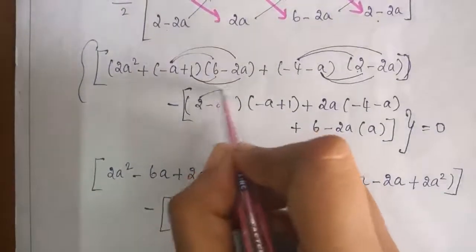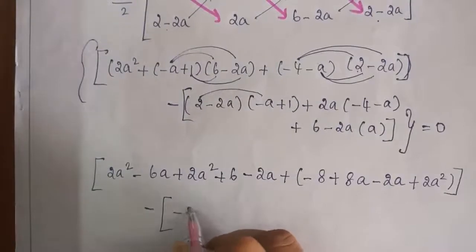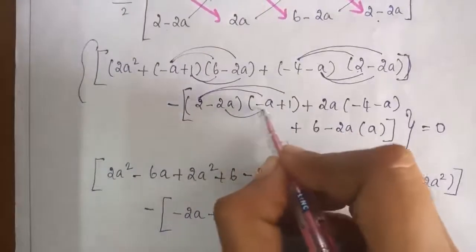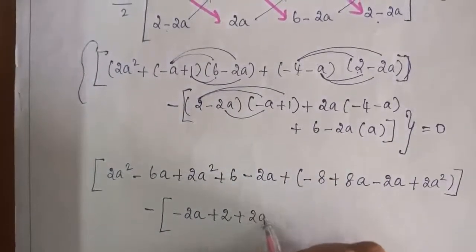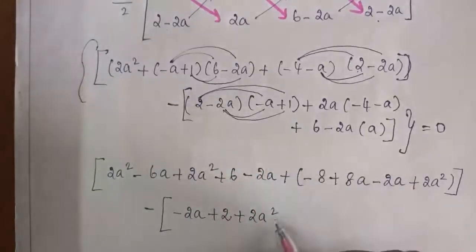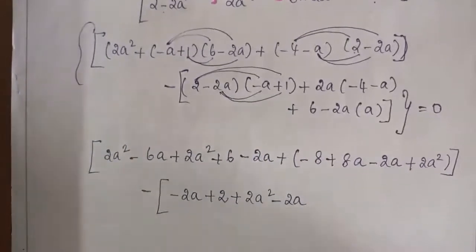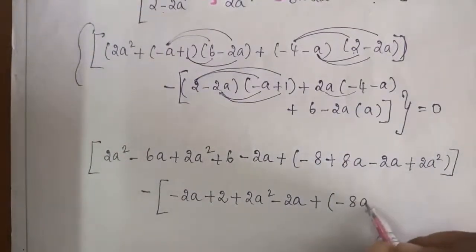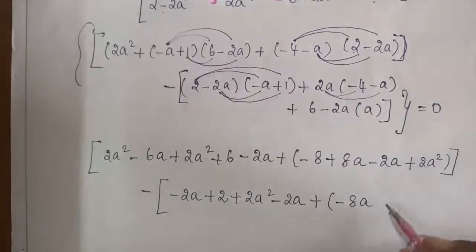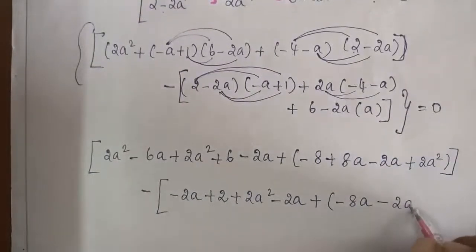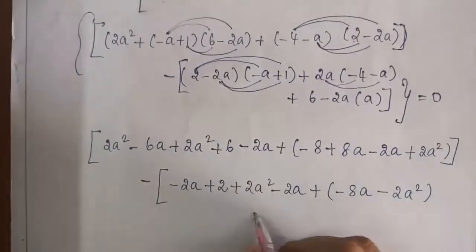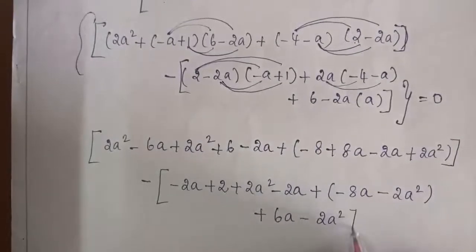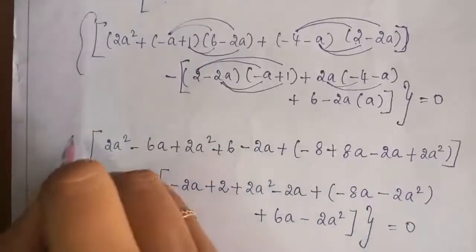Minus 2 into minus a is plus 2a, 2 into 1 is plus 2, minus 2 into minus a is plus 2a square, minus 2a into 1 is minus 2a, plus 2a into minus 4 is minus 8a, 2a into minus a is minus 2a square, plus 6 into a is 6a minus 2a square, which is equal to 0.